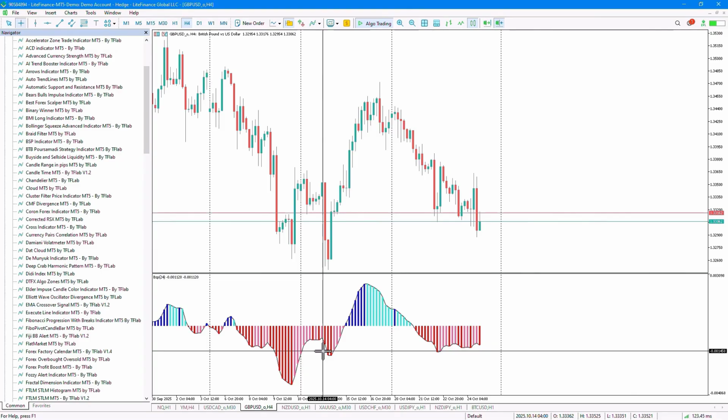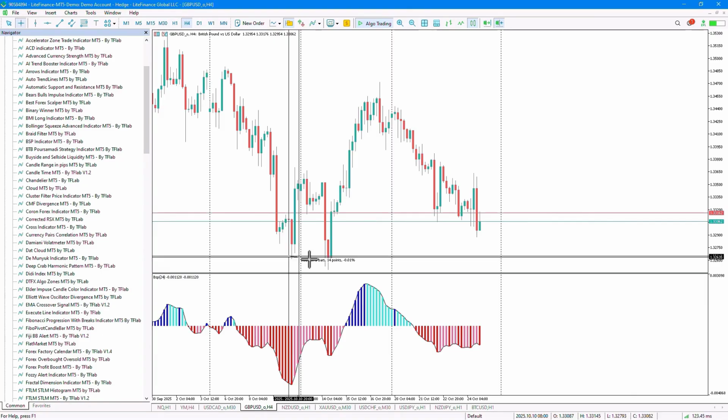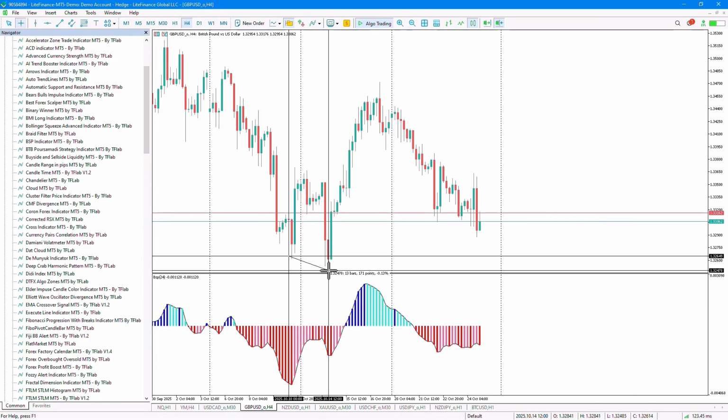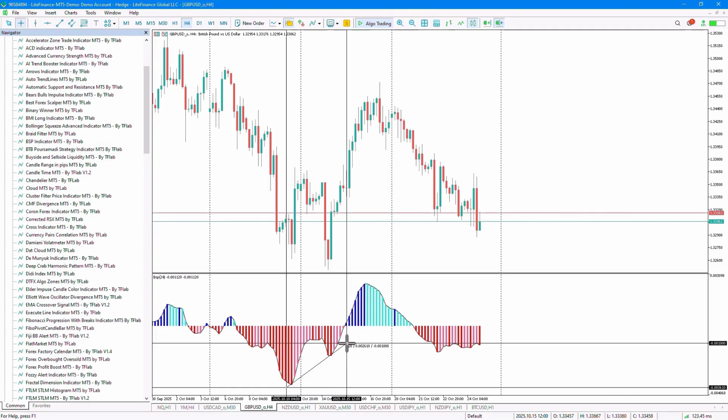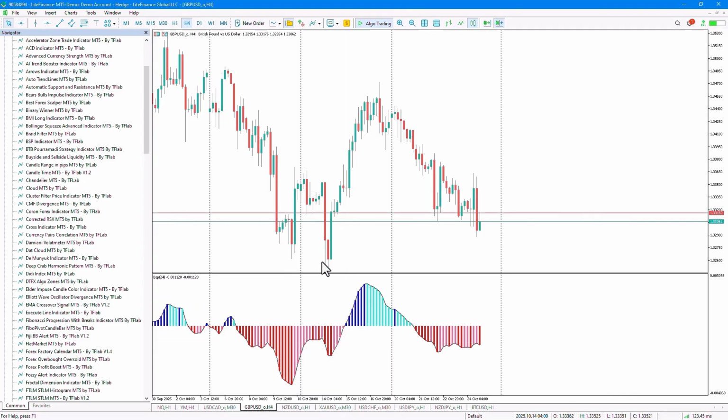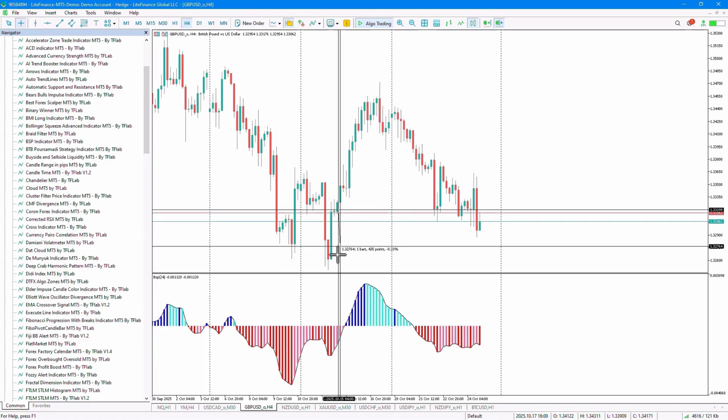Traders can also make use of divergences that may appear between the histogram and the price. For example, in this case, the price has formed a lower low, but the histogram has formed a higher low, which clearly indicates a bullish divergence in the market, and so after that, we can observe that the market trend has turned bullish.